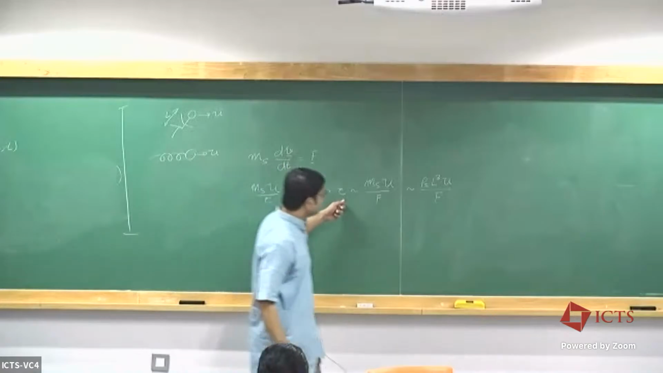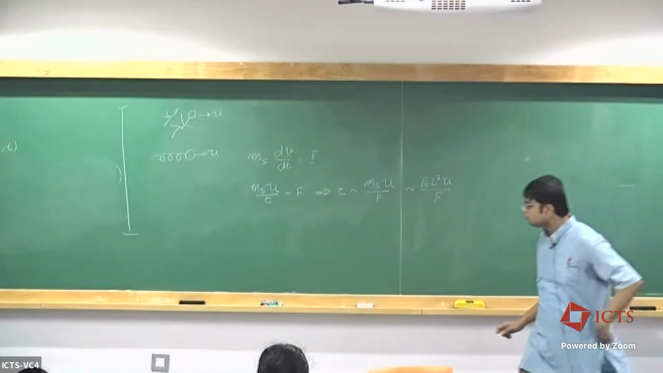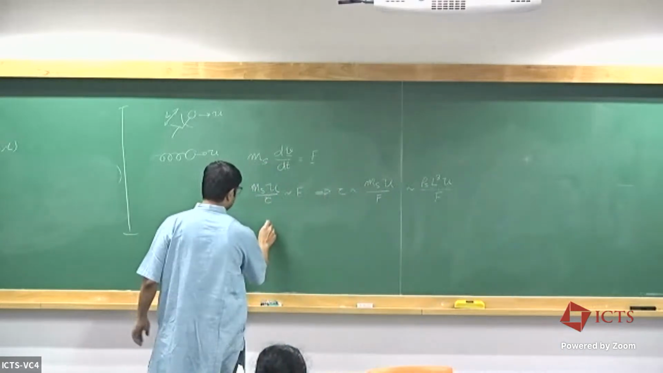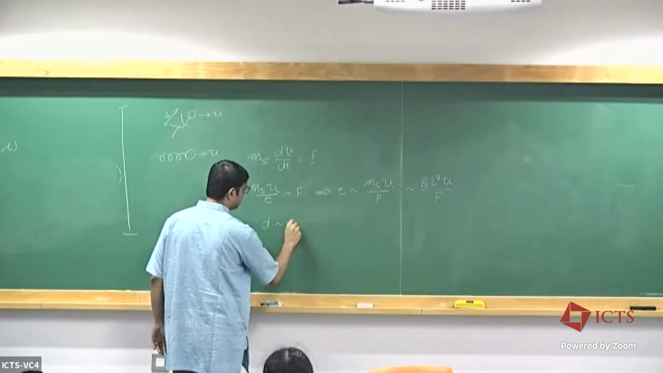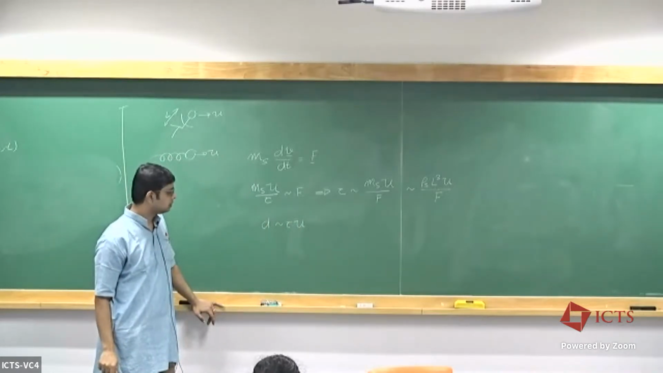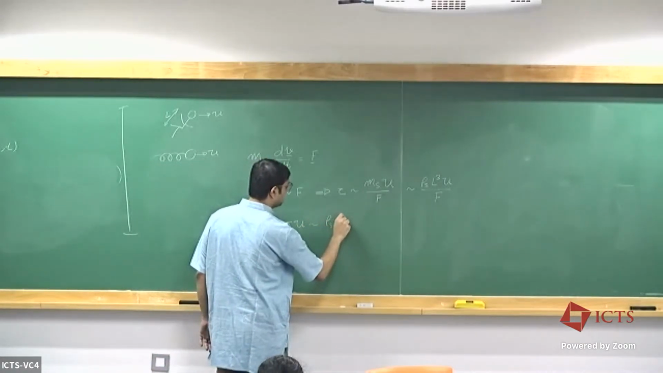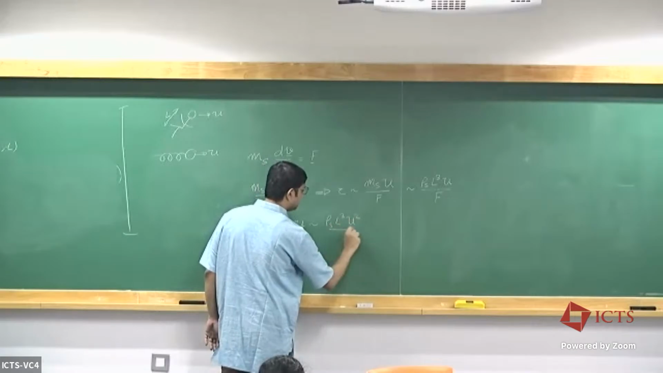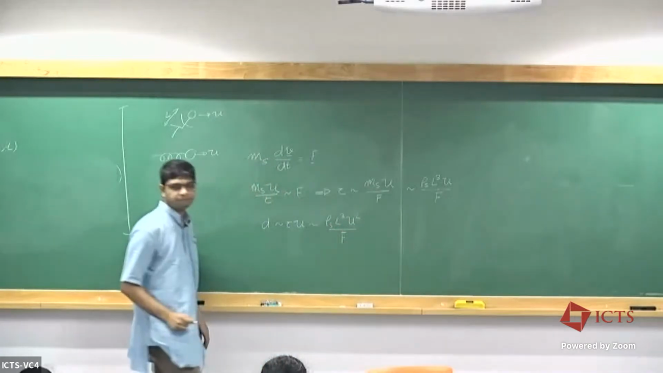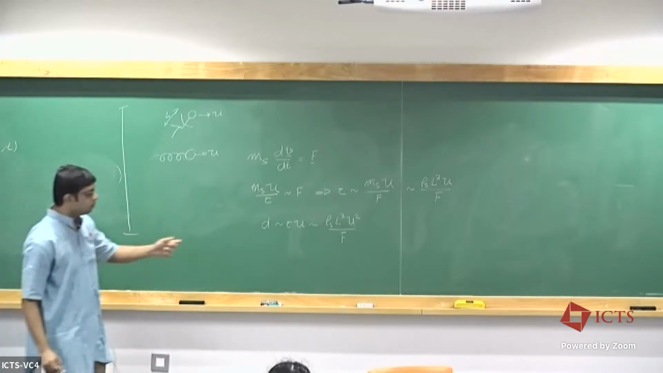Okay, so if this is the time estimate of how long I swim, what is the distance I will go? Well, the distance is simply tau times u. That's my scales for the problem. And this is going to be rho_s L cubed u squared over f. Is this okay? So let's compute what d is now.